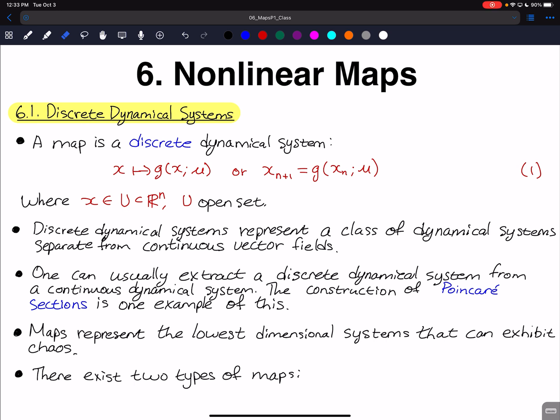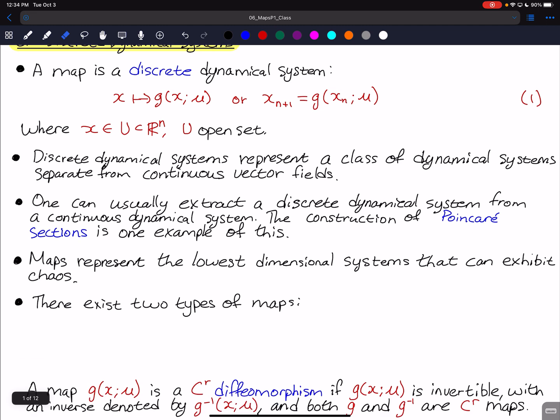And generally, you can extract a discrete dynamical system from a continuous dynamical system. For nonlinear systems, the construction of Poincare section or Poincare maps, which we'll do on Thursday, is an example of this. For linear systems, you can use a method called the eigenrealization algorithm to construct discrete dynamical systems from continuously measured sampled signals of continuous systems. So you can construct these discrete things from continuous systems. Okay, so additionally, maps tend to represent the lowest dimensional systems that can exhibit chaos. We'll see chaos pop up today.